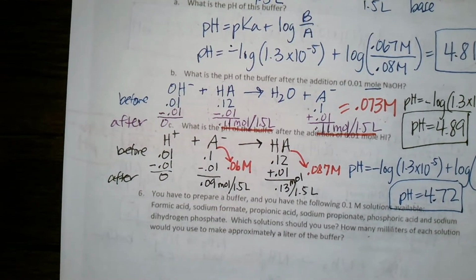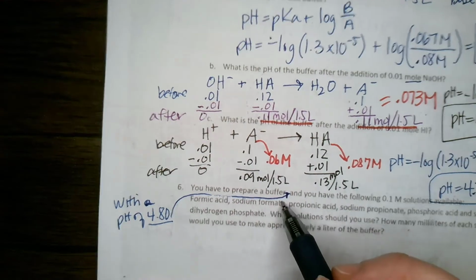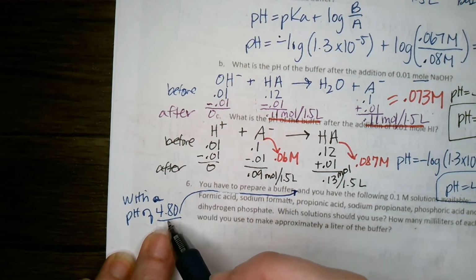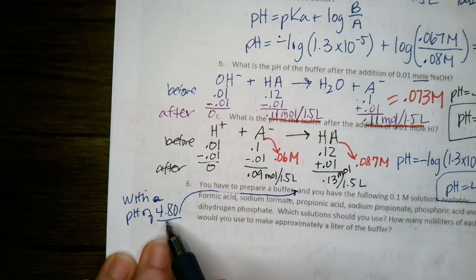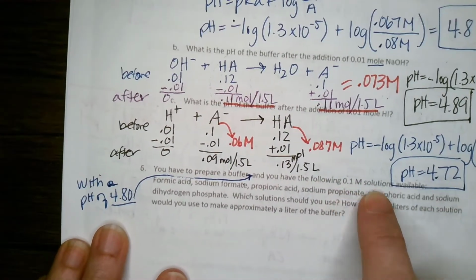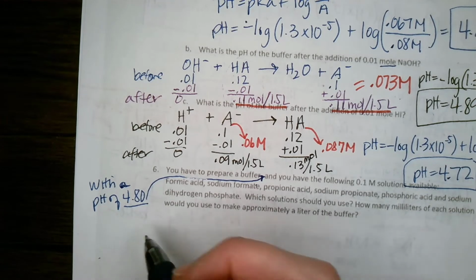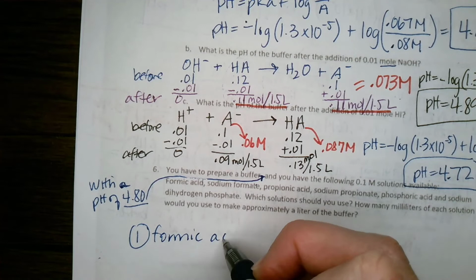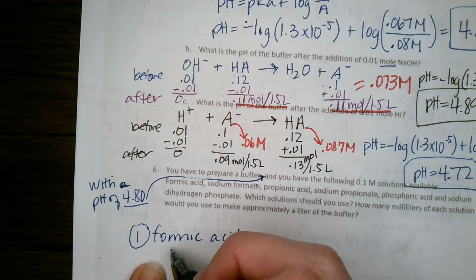All right, last practice problem. This one, I noticed that it was missing a very relevant piece of information. So we have to prepare a buffer with a pH of 4.80. You have the following 0.1 molar solutions available: formic acid and sodium formate. So that's our first option. Formic acid would be my acid. The conjugate base would be the sodium formate.